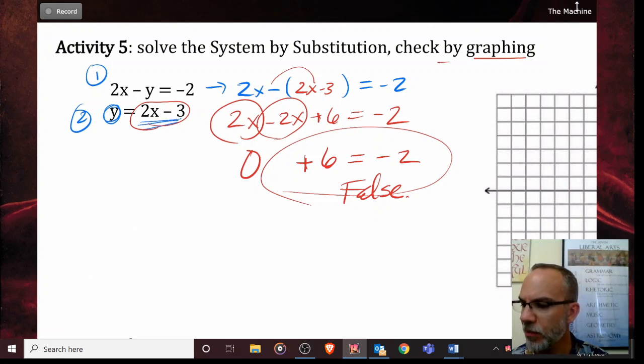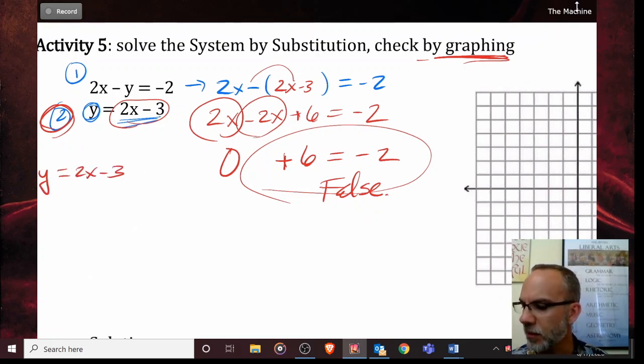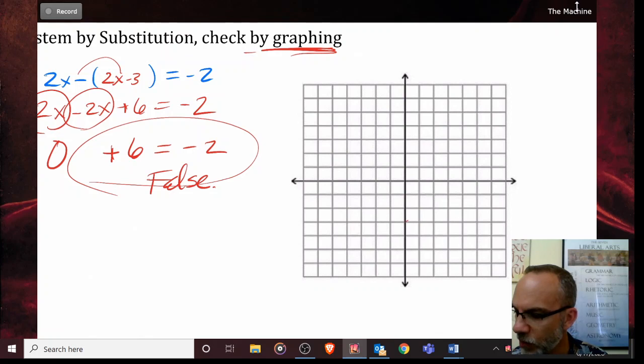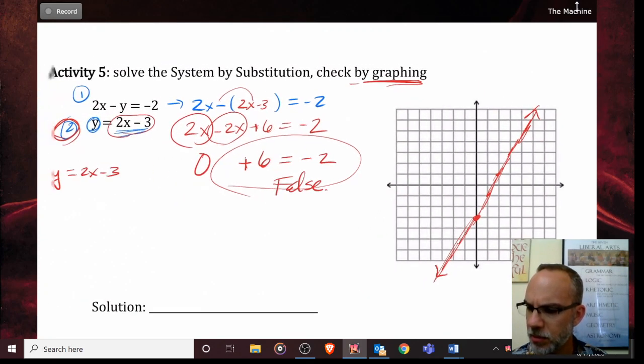Well, it says check by graphing, so let me try that. I'll do the second equation in red because that one's easy. y is equal to 2x minus 3. Okay, all right, come over here. Minus 3 then for my y-intercept, and I'm going to go up 2, right 1. Slope is 2, up 2, right 1, up 2, right 1. I get this graph. Looks like this right here. It's really kind of ugly. I'm embarrassed, but I'm in a hurry.